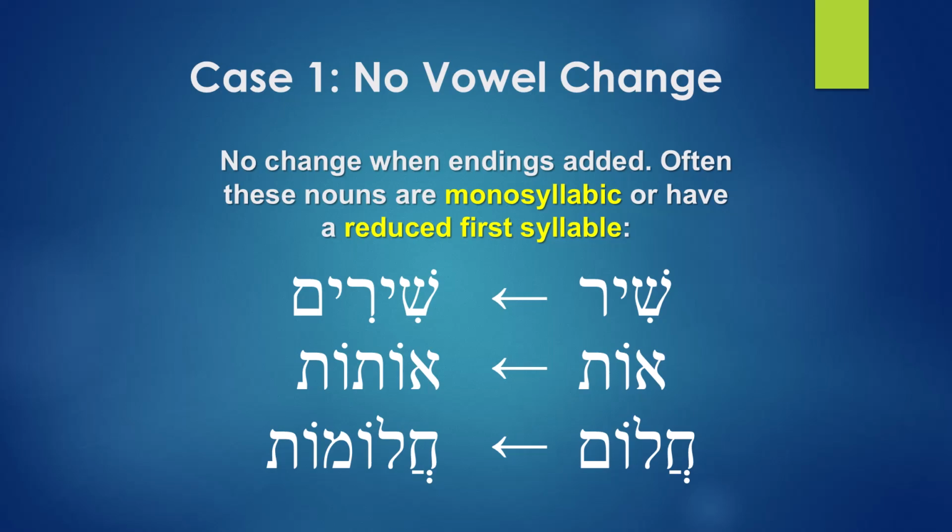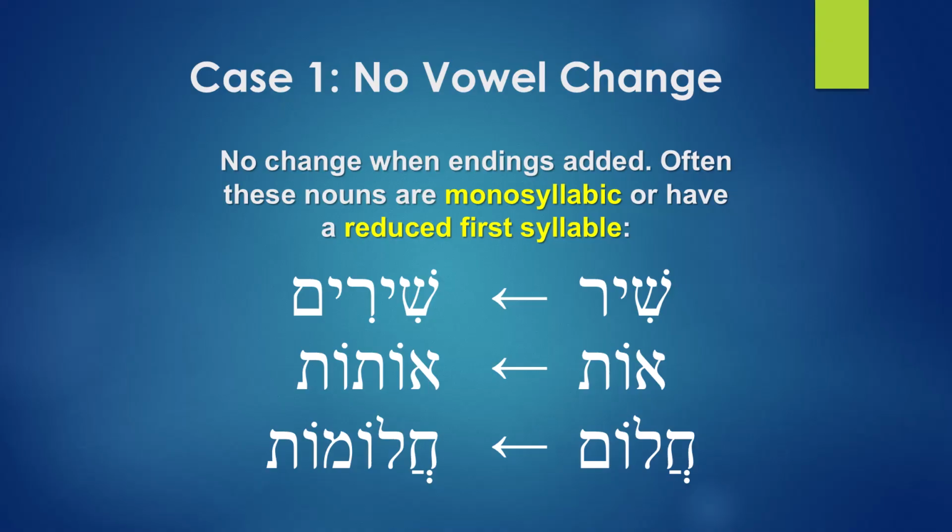So the rule says that often these nouns are monosyllabic nouns or have a reduced first syllable. These nouns that do not change their spelling are either going to be monosyllabic or they're going to have a reduced first syllable. Now, what do we mean by monosyllabic? Mono is coming from the Greek word monos, and monos means one. So monosyllabic nouns are nouns that have one syllable. So if a noun is monosyllabic or it has a reduced first syllable, the spelling is not going to change when you add the plural endings.